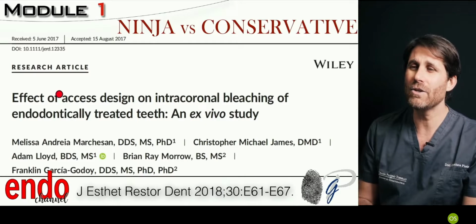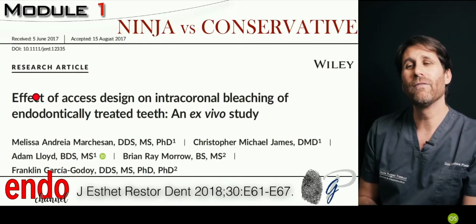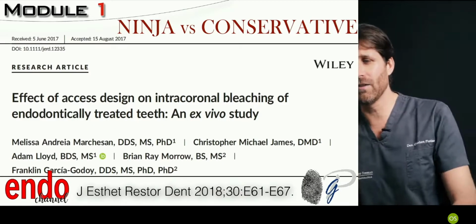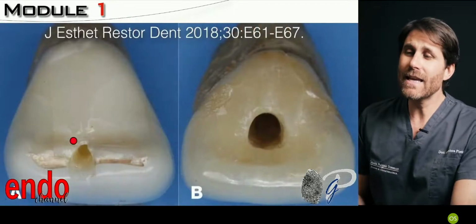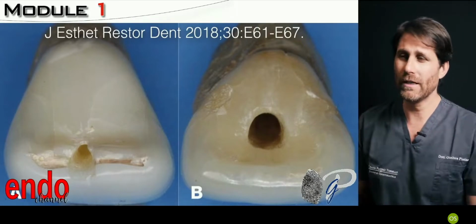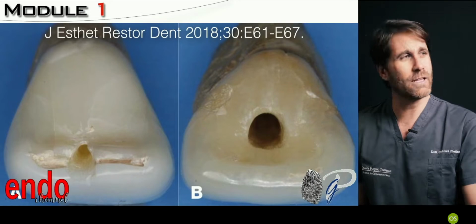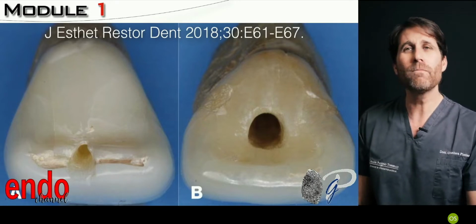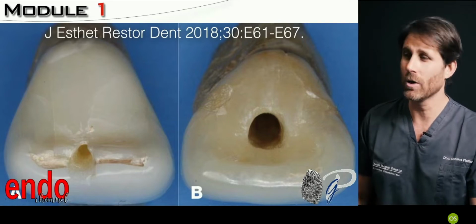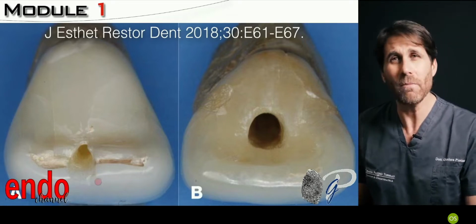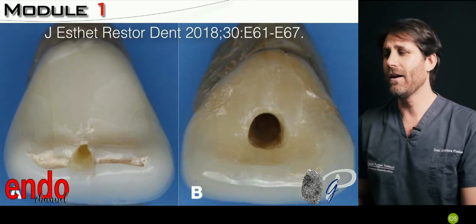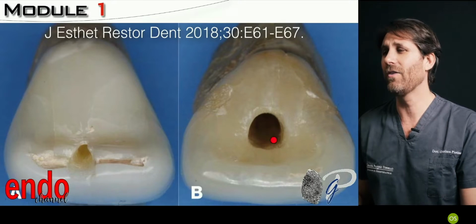And this may lead, for example, to what has been established in studies that have investigated the effect of access design on intracoronal discoloration of endodontically treated teeth. In the case of a very small ninja access, it's more difficult to remove all the pulp tissues from inside. So these teeth are more prone to be discolored in the future. And performing the bleaching in these discolored teeth is also more difficult and less effective with this kind of access cavity.